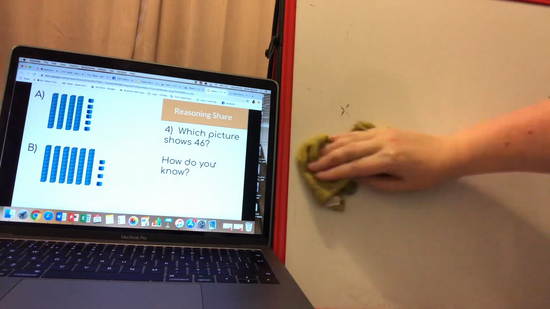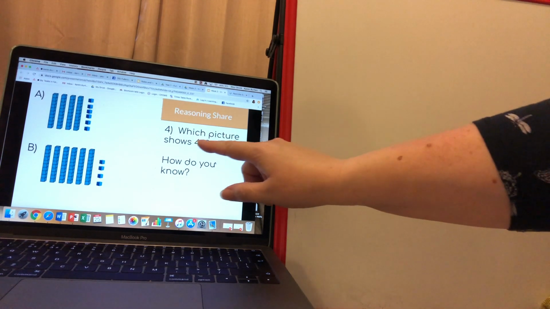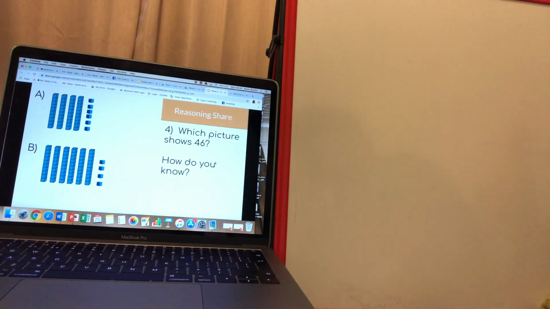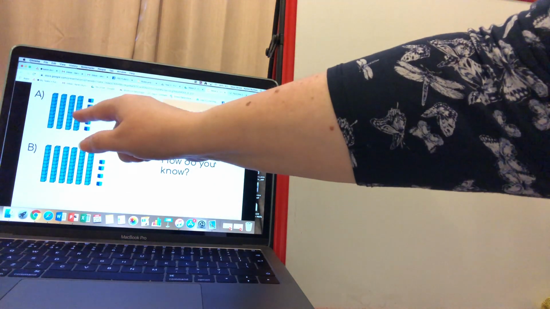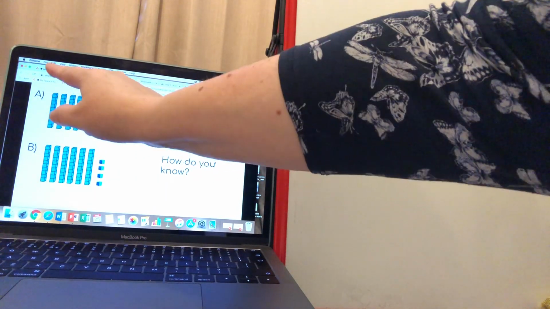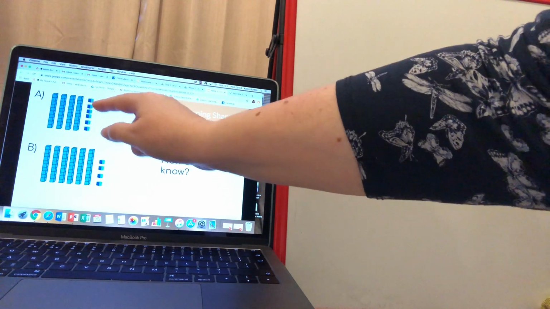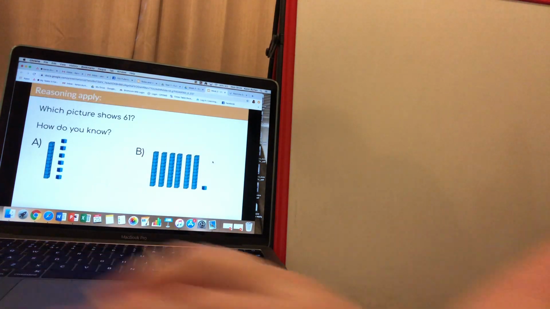Okay, which picture shows 46? Can you explain? As if you were at school telling me how to do it, can you explain to your parent how to do it? Okay, so we're looking for 46. 4 tens and 6 ones. 1, 2, 3, 4 tens. 1, 2, 3, 4, 5, 6. This one's got too many tens, hasn't it? It's this one. 10, 20, 30, 40, 41, 42, 43, 44, 45, 46. It's A.